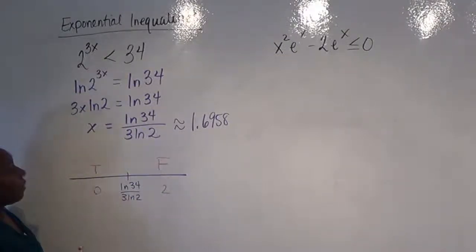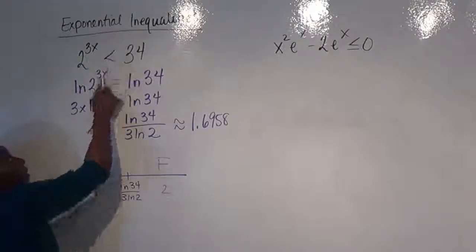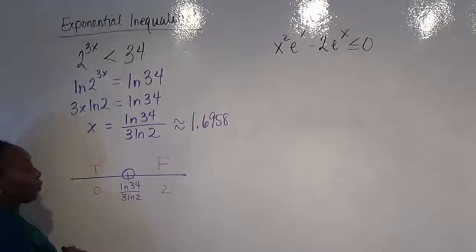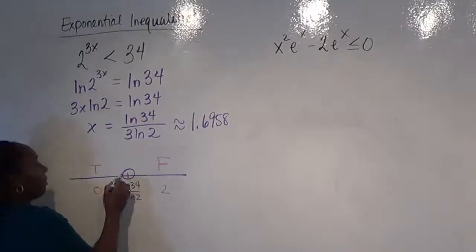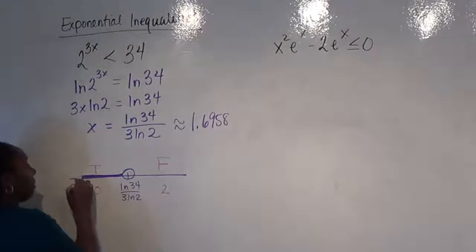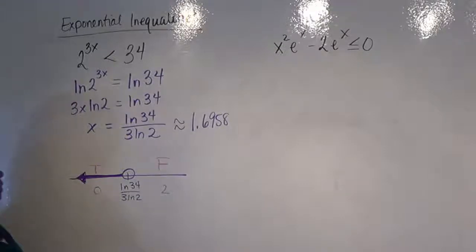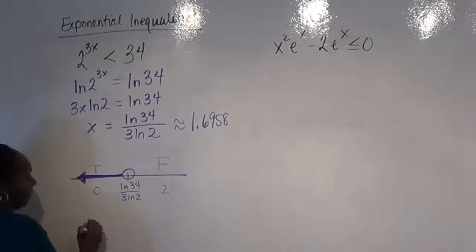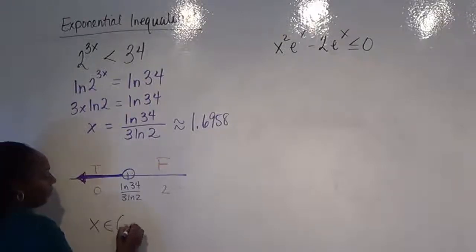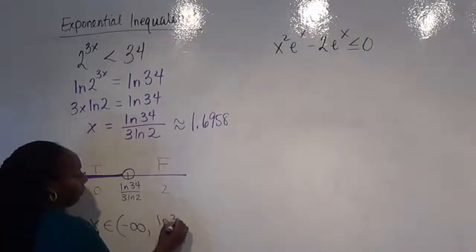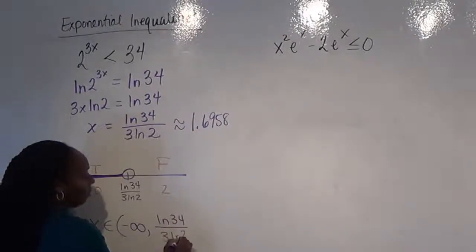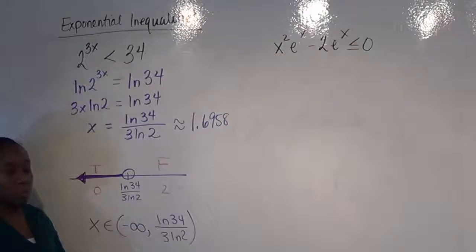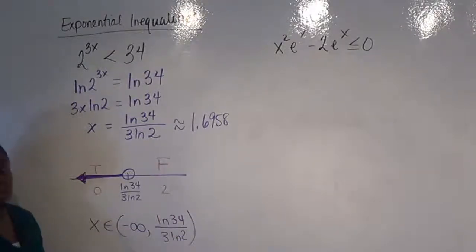Okay. Now to get my solution, remember your strict inequalities give us open circles, and for our solution we want the true region, so we're going to shade to the left of that. Okay. Now exponentials, remember the domain is all real numbers, so this truly does go to negative infinity. So our solution, x is going to be in the interval from negative infinity up to the natural log of 34 over 3 natural log of 2. And again, it's a parenthesis because we're not including that solution. Okay?